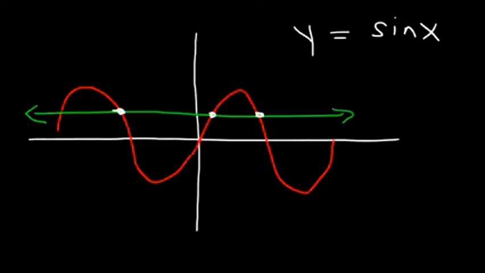The curve touches the horizontal line multiple times. If it touches it only once, then it passes the horizontal line test. So because the sine function does not pass the horizontal line test, it's not one-to-one, which means there is no inverse function of the sine function. If you try to draw an inverse function of it, it will look something like this.